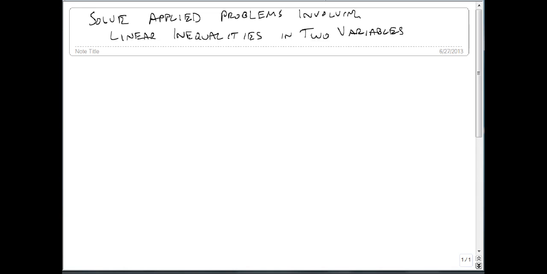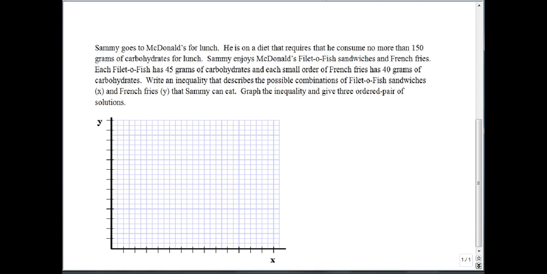If x is at least 4, then x is greater than or equal to 4. Likewise, at most implies a high point. And so if x is at most 3, then x would be less than or equal to 3. So let's look at a particular example.